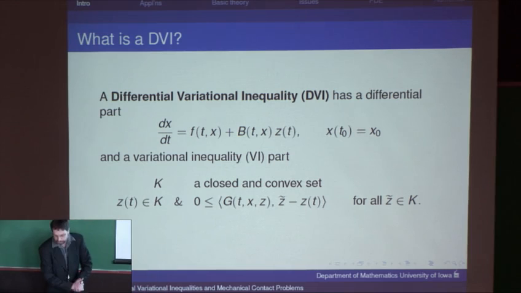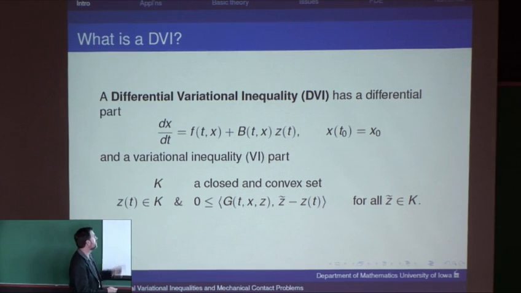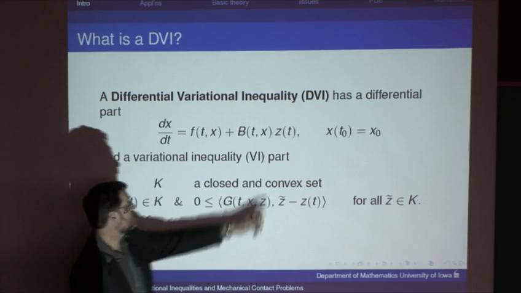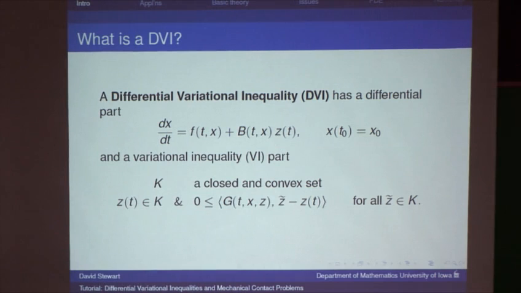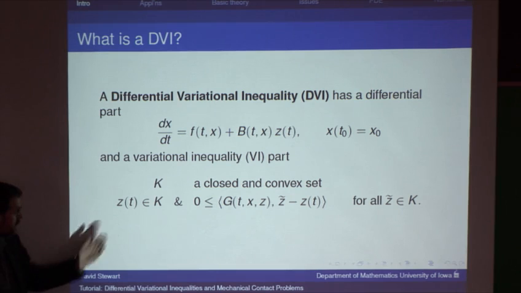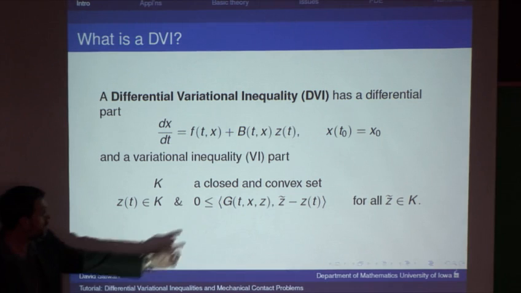But okay, first of all, what do we mean by differential variational inequality? It's a combination of a differential equation which involves not just the state space, but also an algebraic part, or a variational inequality part, which satisfies a variational inequality, which we've got here. The solution must be in a certain closed and convex set, and this inequality must hold whenever z tilde is in the same closed convex set.